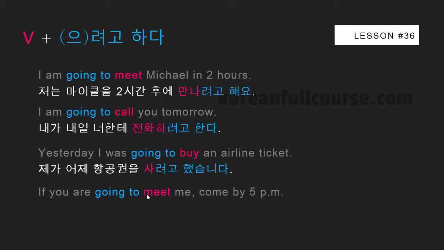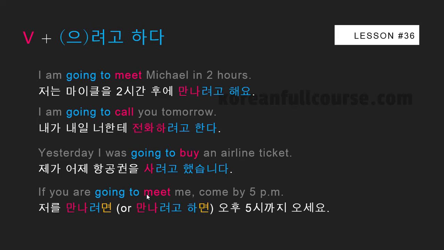Yesterday I was going to buy an airline ticket. 제가 어제 항공권을 사려고 했습니다. And if you are going to meet me, come by 5 p.m. 저를 만나려면 오후 5시까지 오세요. 려면 is a contracted form of 려고 하다 and 면, going to and if.